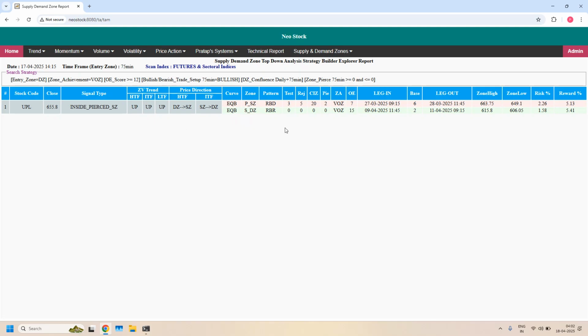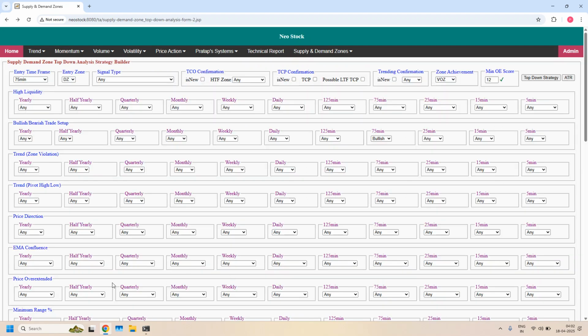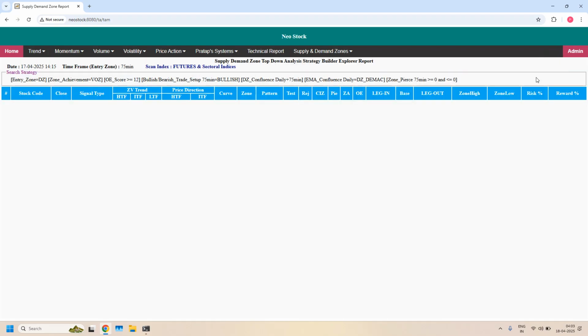Let us verify if the daily demand zone has daily EMA confluence. So I am going back. In the EMA confluence, checking in the daily time frame, whether the daily demand zone has daily EMA confluence or not. So we don't have EMA confluence. Check the filter, EMA confluence: daily demand zone having daily EMA confluence or not. Because the 75 minutes demand zone is overlapped with the daily demand zone.